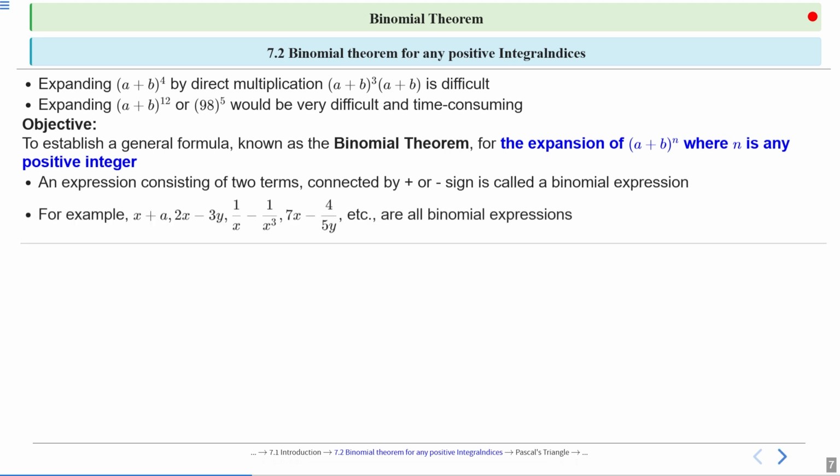For example, expressions like x + a, 2x − 3y, 1/x − 1/x³, 7x − 4/5y, etc. These expressions are all binomial expressions. Why? Because in these expressions we have two terms, and they are connected by a plus or minus sign. So this is why these expressions are all binomial expressions. I hope it is clear to all of you.